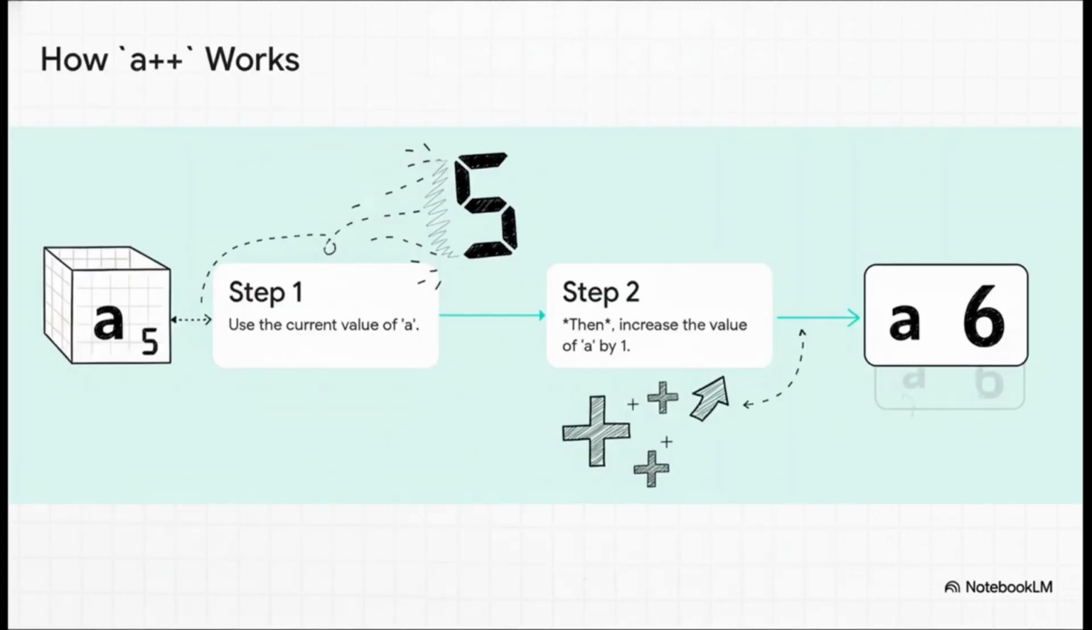Let's break that down with an example. If a variable a is equal to 5 and the code says to print a++, it's going to print the number 5. As soon as that print is done, the value of a stored in the computer's memory quietly becomes 6, ready for the next time we need it. You see this all the time inside of loops.